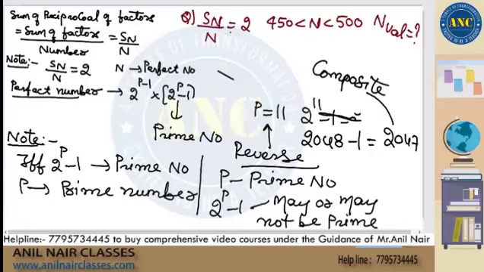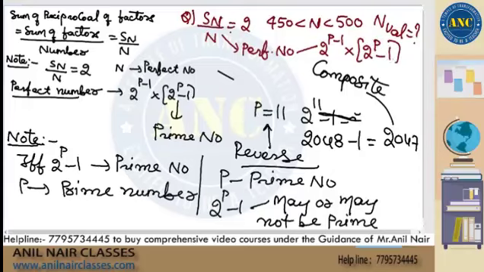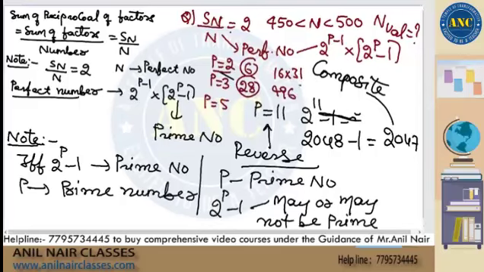If Sn by n is 2, n will be a perfect number. What will be the perfect number? It is nothing but 2 power p minus 1 into 2 power p minus 1. So let us take some numbers. p equal to 2, I will get 6, which does not lie in the range. p equal to 3, 7 into 4, 28, does not lie. p equal to 5, which is 16 into 31, which is 496. 496 is the answer.